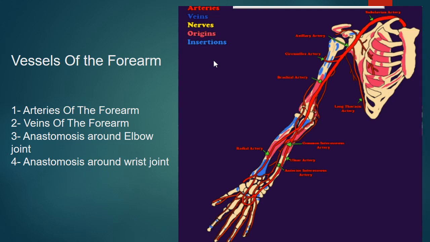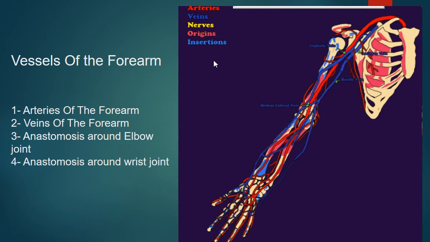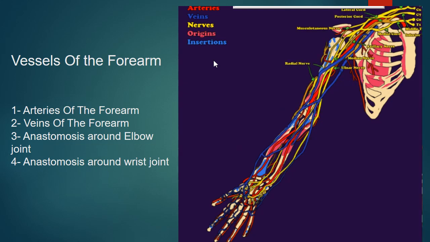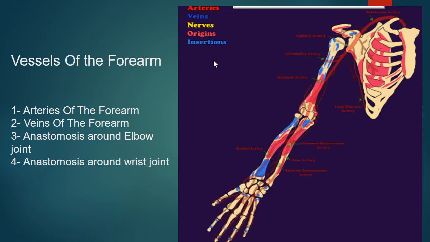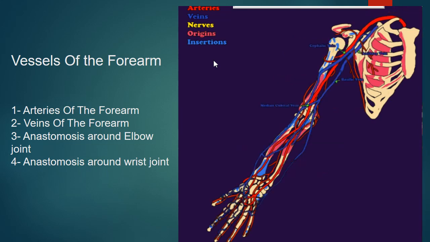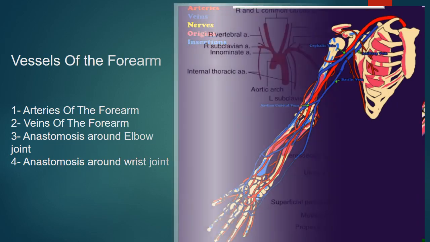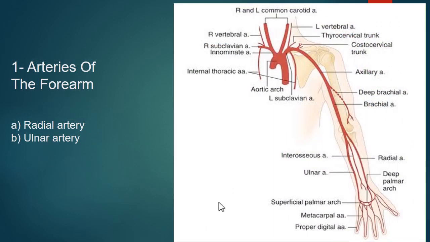Today, our topic of discussion is vessels of the forearm. Vessels of the forearm include arteries of the forearm, veins that drain the forearm, anastomosis around the elbow joint, and anastomosis around the wrist joint. We'll start our topic with the arteries of the forearm. Main arteries of the forearm include radial and ulnar arteries.